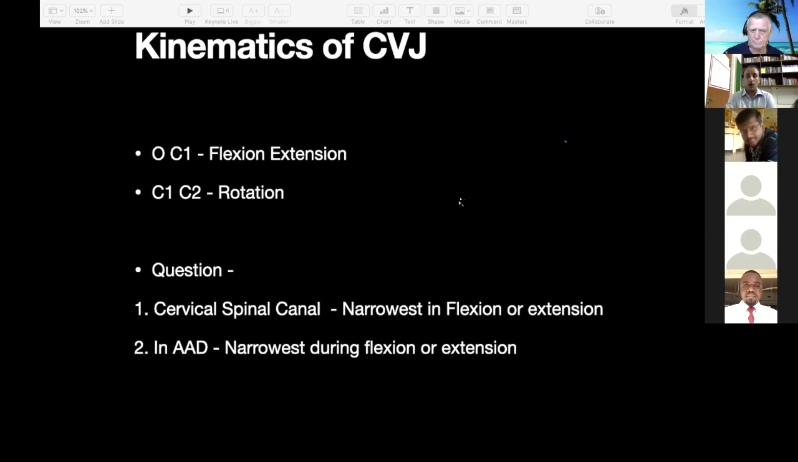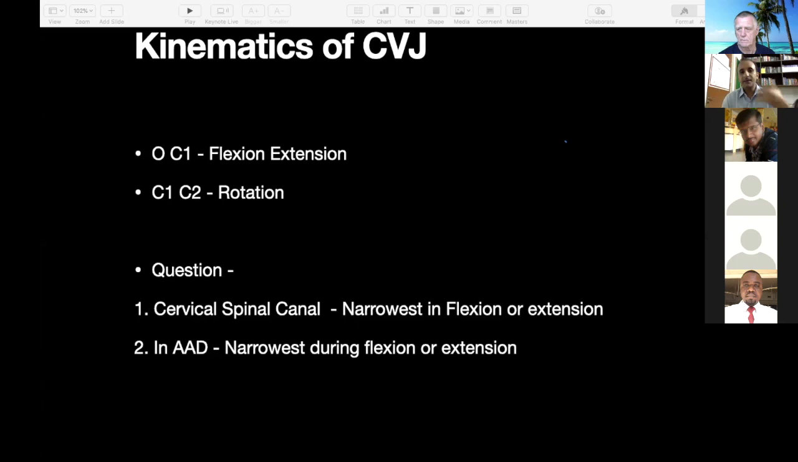Now, the first question, this is an easier one. The cervical spine canal is narrowest in flexion or extension? Sir, it is narrowest in flexion, sir, due to buckling of ligamentum flavum. Okay, who was this? Sir, I'm Dr. Mallappa Hoggi, sir. Hi, Dr. Mallappa. He says that the cervical spine canal is narrowest in flexion.